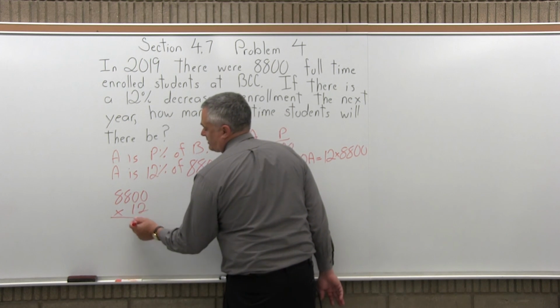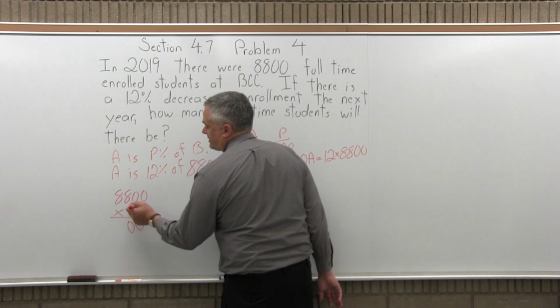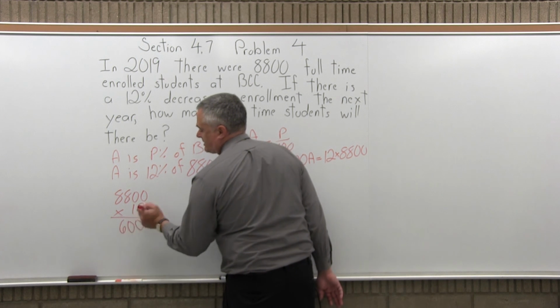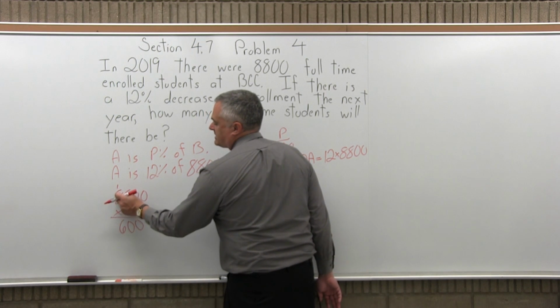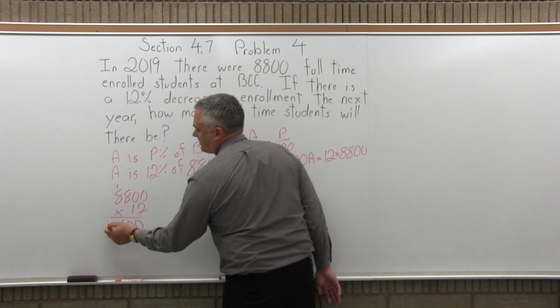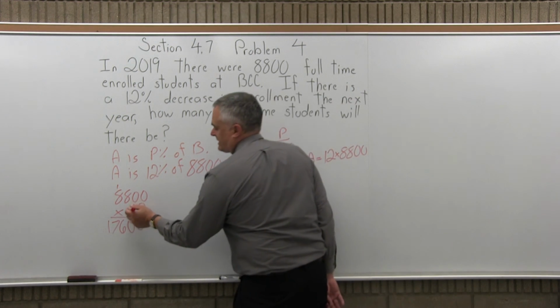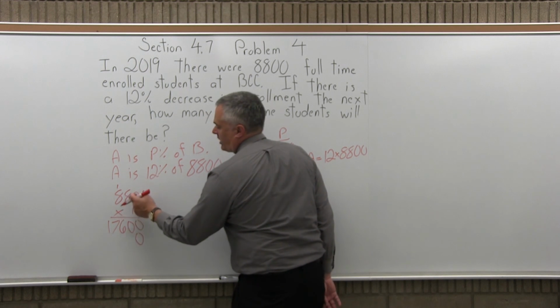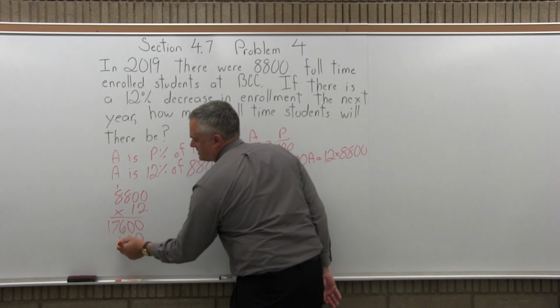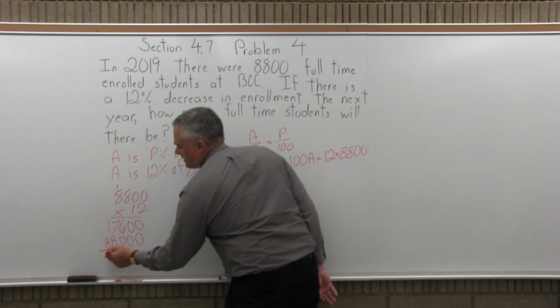So 2 times 0 is 0. 2 times another 0 is 0 again. 2 times 8 is 16. Write the 6, carry the 1. 2 times 8 is 16 plus the one I carried is 17. So the next line down, I put in a 0 to hold my place. 1 times 8,800, 0088. Write it in.